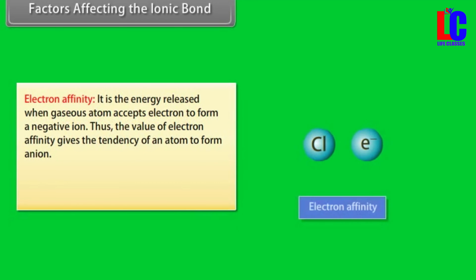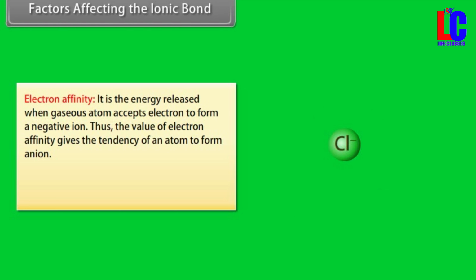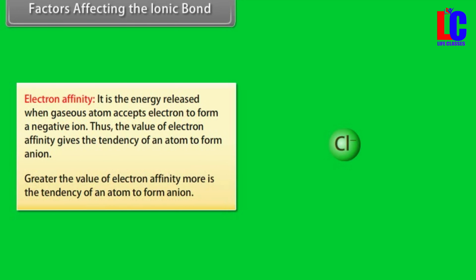Electron affinity. It is the energy released when a gaseous atom accepts an electron to form a negative ion. Thus, the value of electron affinity gives the tendency of an atom to form an ion. Greater the value of electron affinity, more is the tendency of an atom to form an ion.